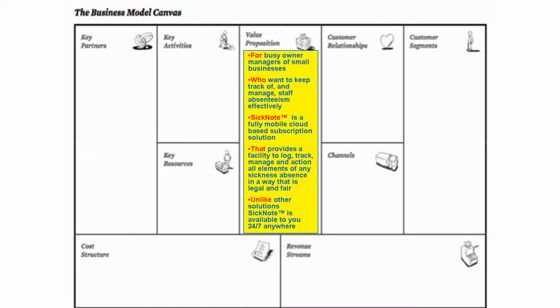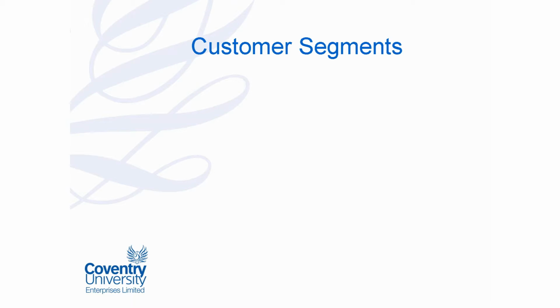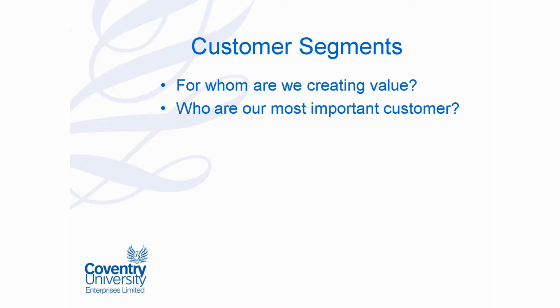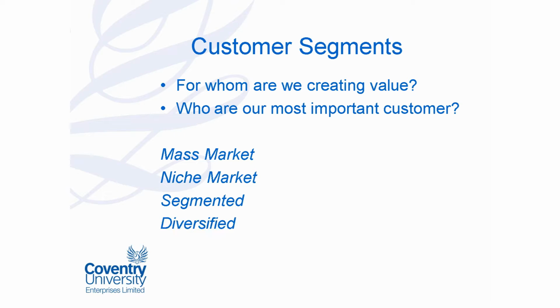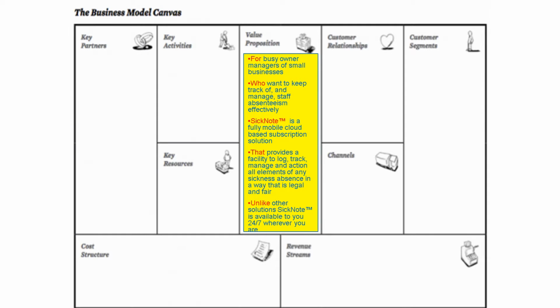So we've used a simplified version of the business model canvas here, but a full version will give you some prompts on each of the sections, and we're going to talk through what they say and what it means for you. The customer segment section asks about who we're creating value for and who our most important customers are. And it gives you some prompts around whether they're mass market, niche market, segmented, a diversified market or a multi-sided platform. So for SickNote, the overall target market is contained within the value proposition, that's owner, manager, small business, but it's a huge segment.